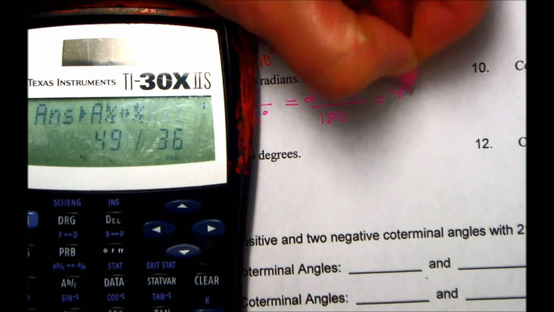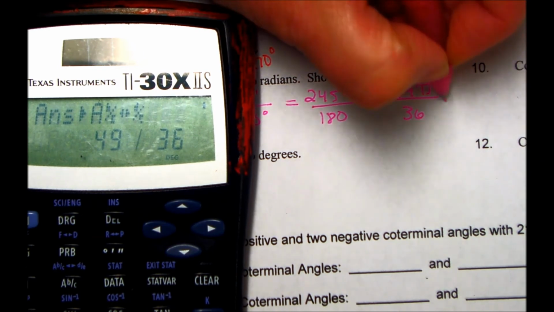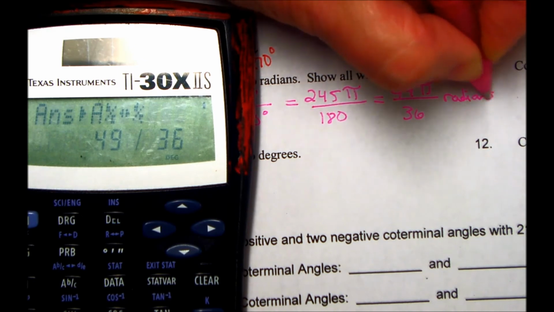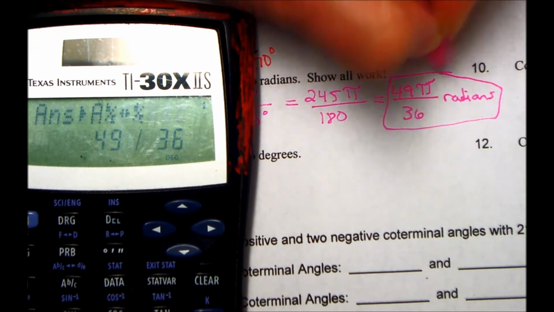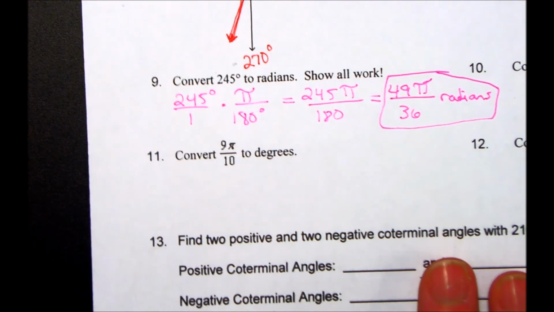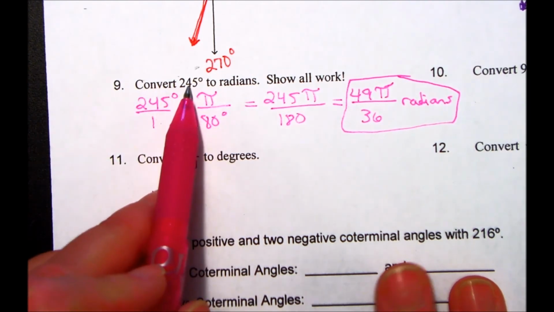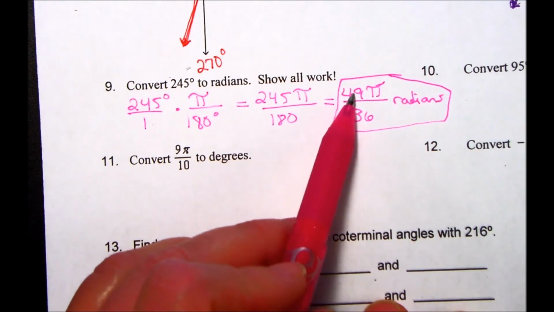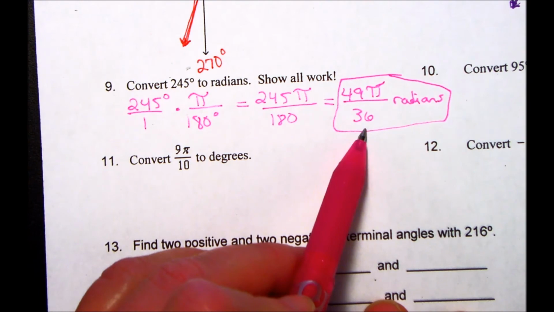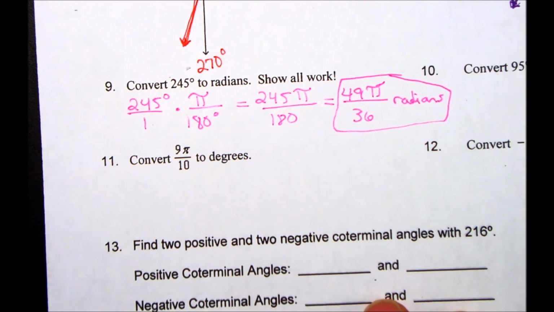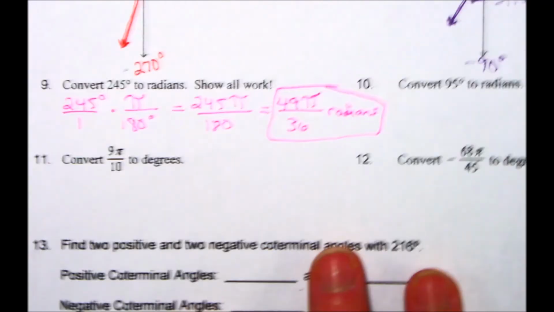So 49 pi over 36 radians is what we're going to get when we convert 245 degrees. So 245 degrees is equal to 49 pi over 36 radians. Okay, we have one more of those.